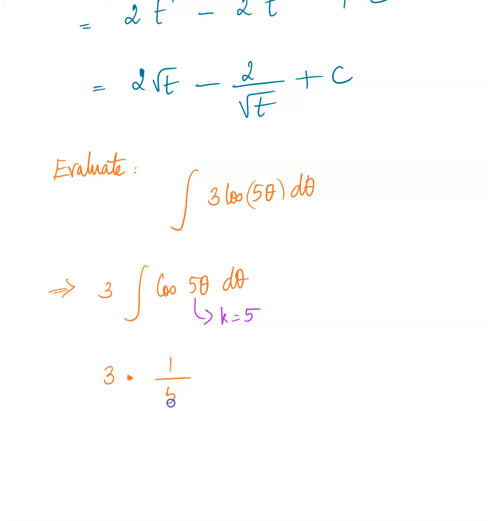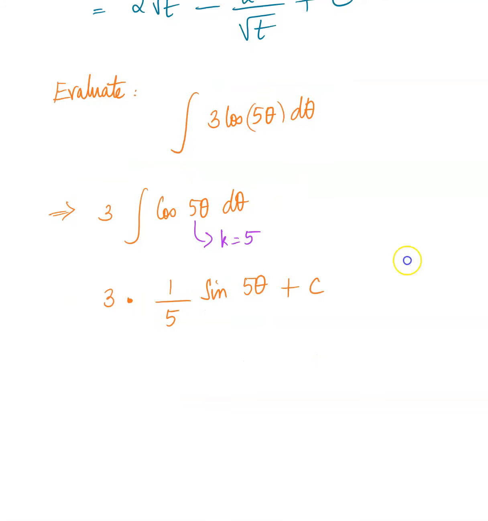1 over 5 sine 5 theta. That's it. So that's going to be 3 over 5. Shove them all together always. Don't just leave them hanging like that.